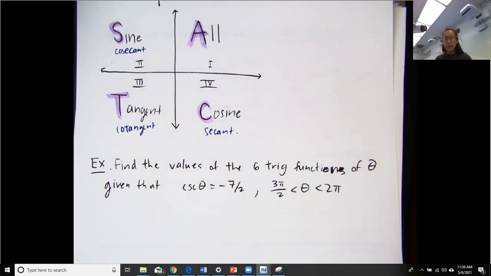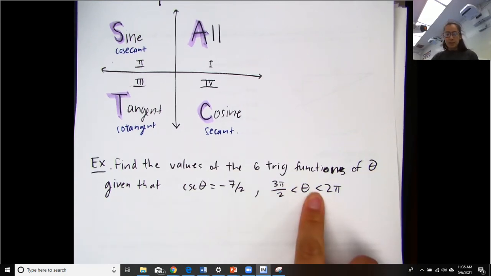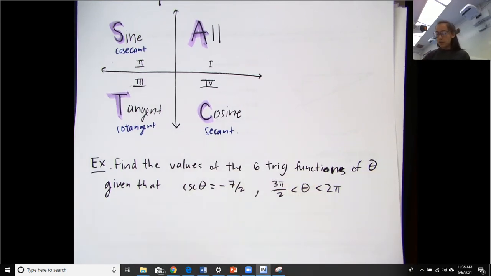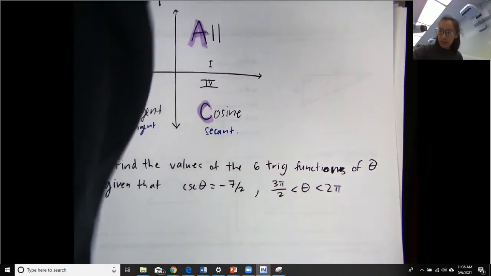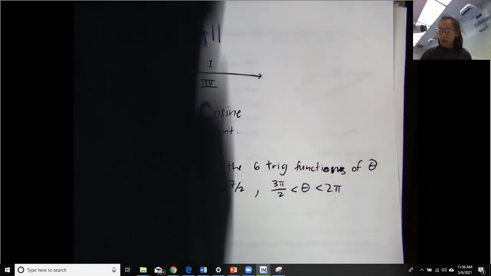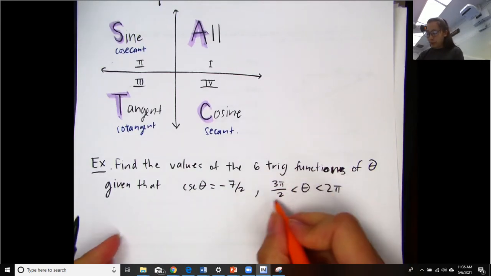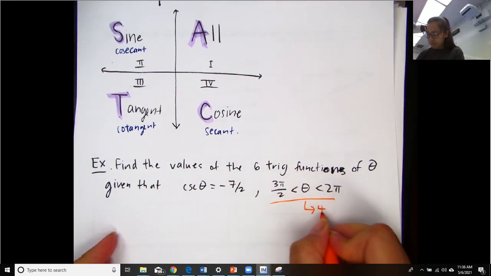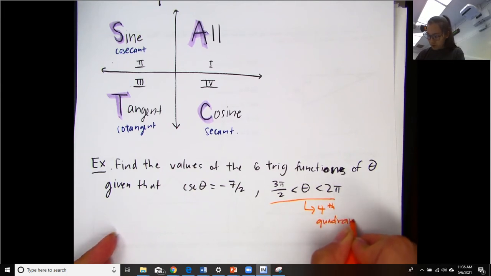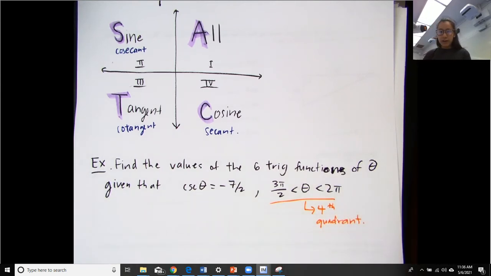Okay, so when you see a problem like this, what you're supposed to read is that theta, because it's between 3 pi over 2 and 2 pi, is in the fourth quadrant. Okay, so we're in the fourth quadrant, which is right here. This is the fourth quadrant. And you want to be able to interpret that yourself. And then we'll go ahead and draw that in.